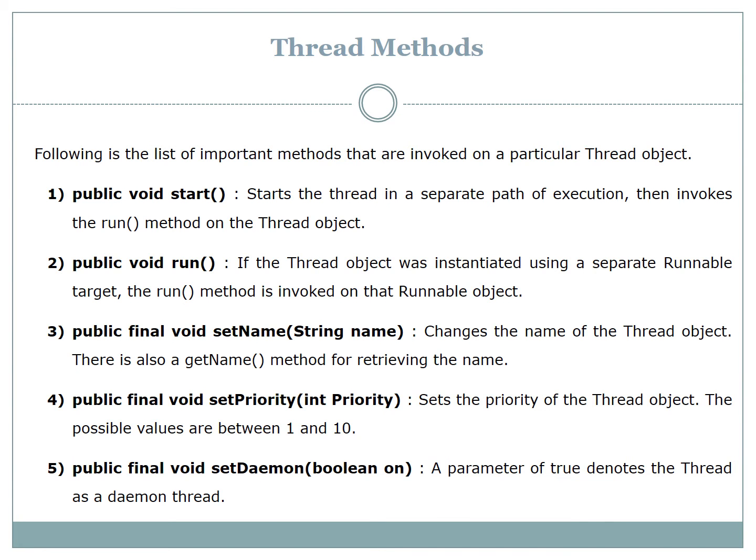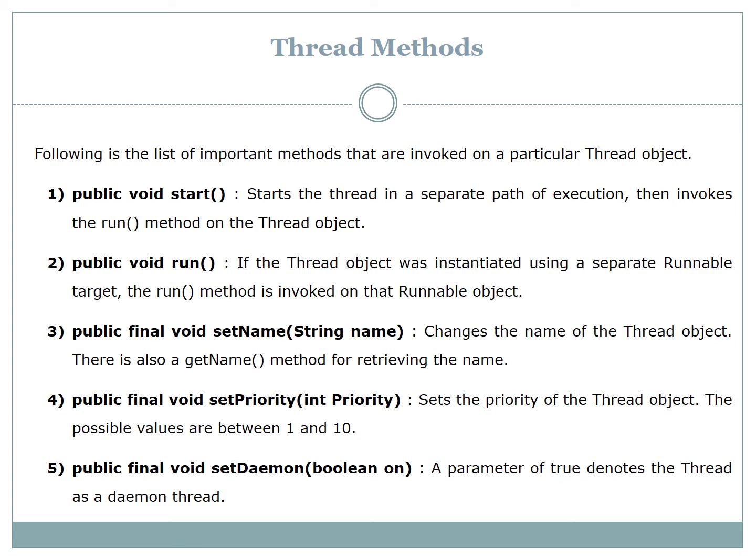We shall now take a look at some of the thread methods. Following is the list of important methods that are invoked on a particular thread object. First, public void start. This starts the thread in a separate path of execution, then invokes the run method on the thread object. Public void run. If the thread object was instantiated using a separate runnable target, the run method is invoked on that runnable object. Public final void setName. Changes the name of the thread object. There is also a getName method for retrieving the name.